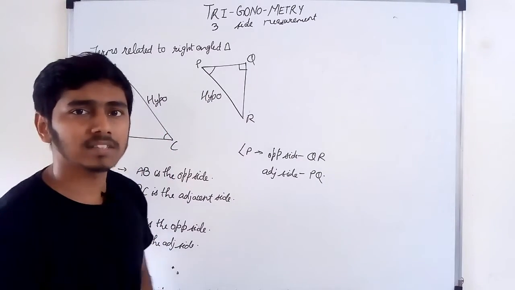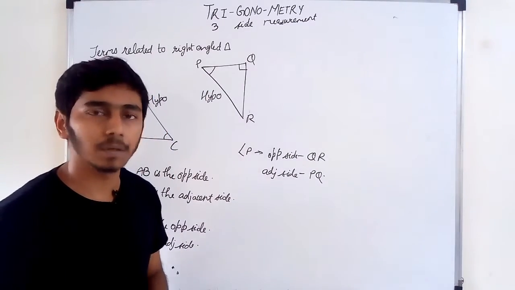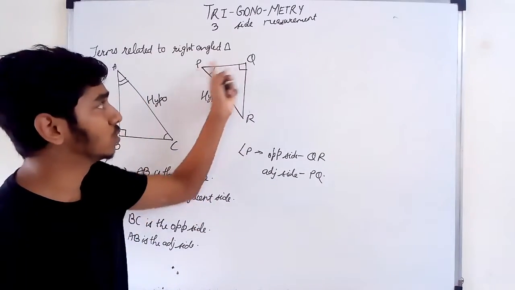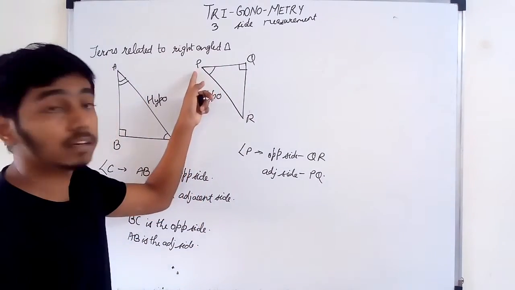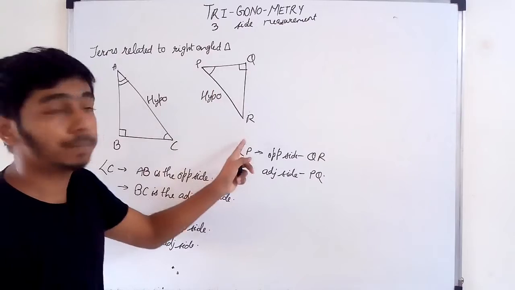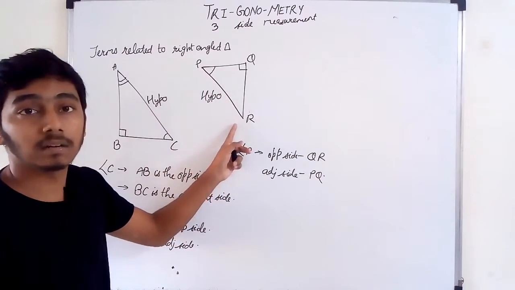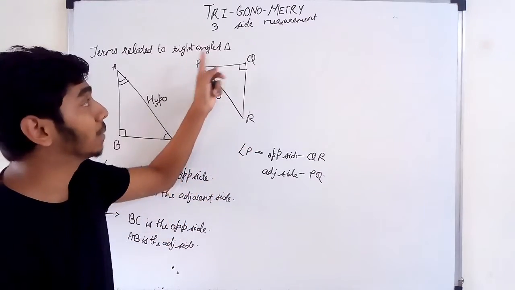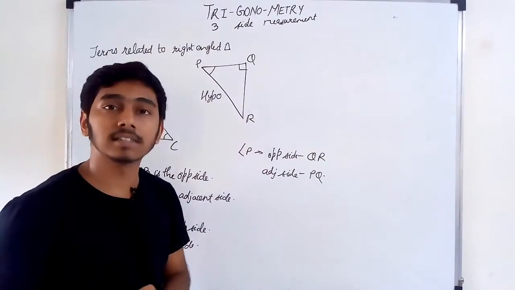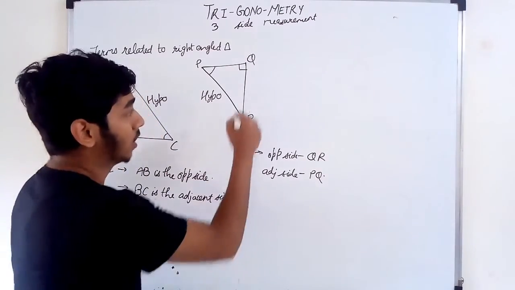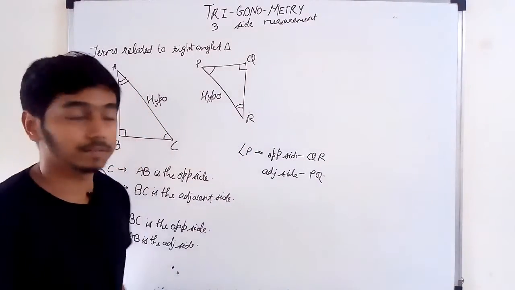I hope you have understood what is the opposite side and the adjacent side. Adjacent means just close to P, which is PQ and PR. But you cannot take PR because it's the hypotenuse. That's why you take PQ as your adjacent side. Okay, now let's find for R.